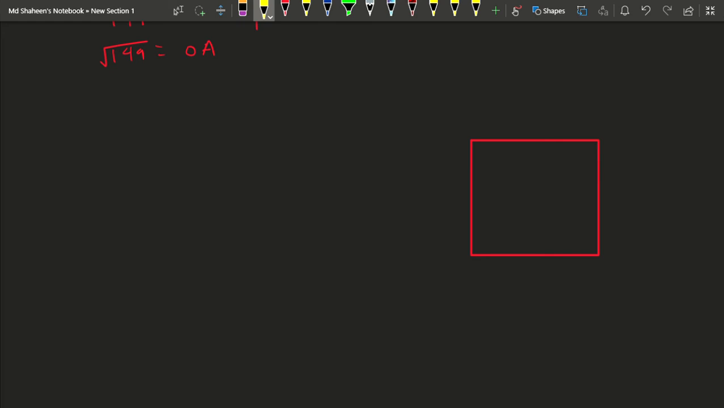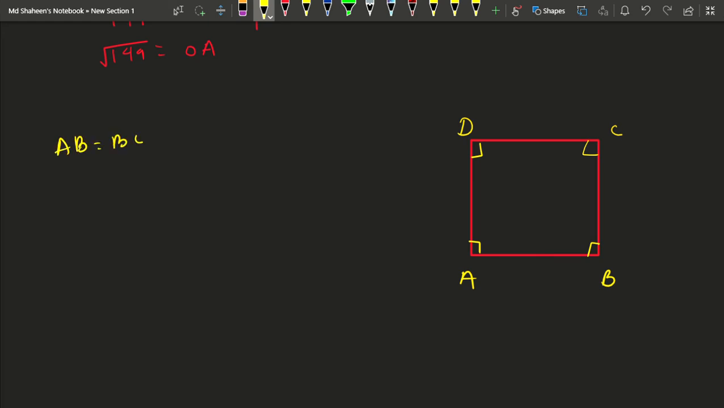So each angle in this case, I mean this angle and this angle, are equal. Unlike a rhombus, in a square all angles will be equal to 90 degrees. And like a rhombus, all its sides will be equal, like A, B, C, D. So here AB will be equal to BC equal to CD equal to DA.